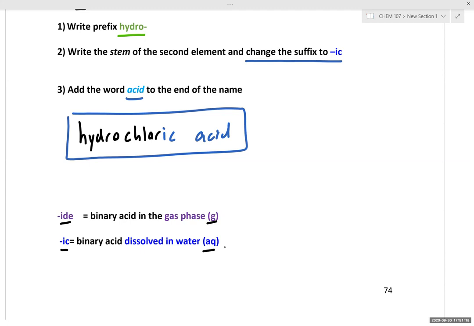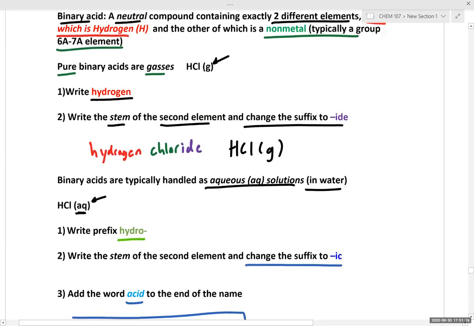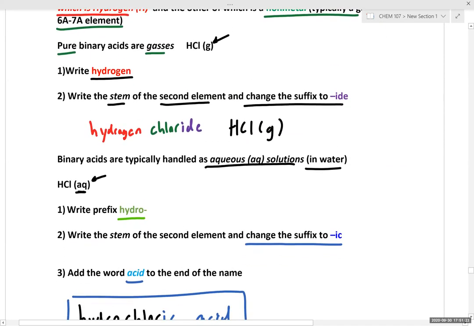Professor, could you go up a little bit? I want to see what the HCl G, like a hydrogen chloride. Okay. Yep, exactly. You write the prefix of hydrogen, you write the stem, and then you change the ending to IDE. All right, thank you. Perfect.